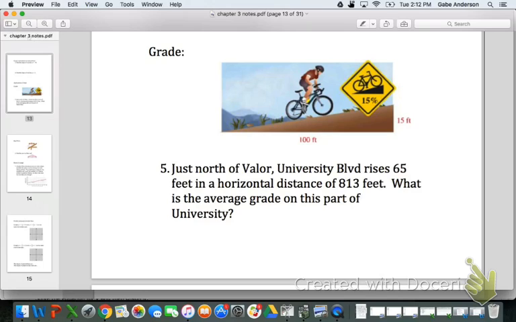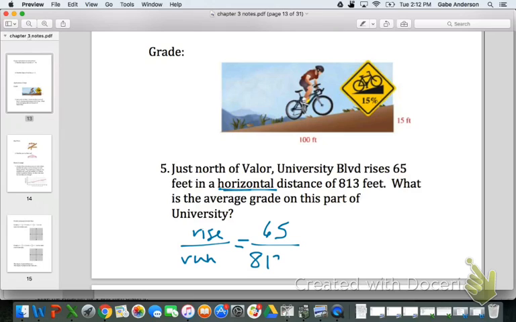Here's how this works. Let's do an example. Just north of Valor, I got this off Google Maps, by the way. So as accurate as Google Maps is, this is exactly accurate. Just north of Valor, University Boulevard rises 65 feet in a horizontal distance of 813 feet. What is the average grade on this part of University Boulevard? We're going to use the rise and the run. So rise over run. What's the rise? The rise would be 65 feet. Yep, it literally says rises. But what about the run? 813. Because it says horizontal distance, so that's the run.